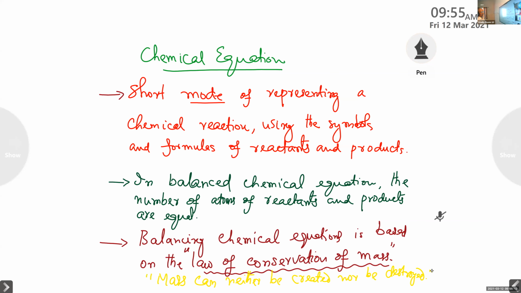The total mass of the reactants is equal to total mass of the products. Reactants are on the left hand side and the products are on the right hand side. So the total mass on the left hand side reactant should be equal to the total mass of the products formed on the right hand side.